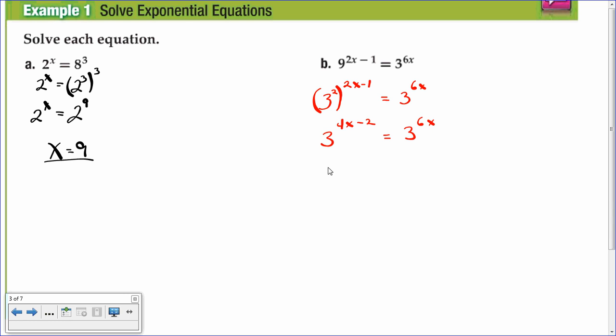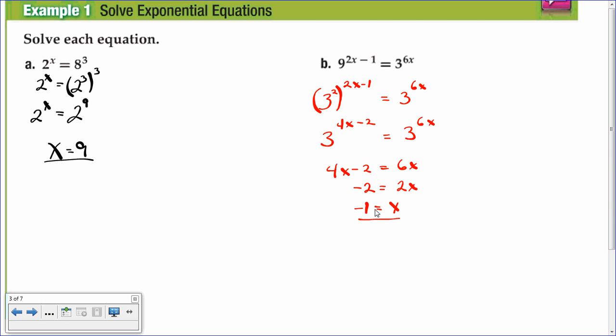This implies then that 4x minus 2 has to equal 6x. Let's solve this equation. Subtracting 4x from both sides leaves me with negative 2, and 6x minus 4x is 2x. Divide both sides by 2, negative 1 is equal to x. And there's the solution for that one.